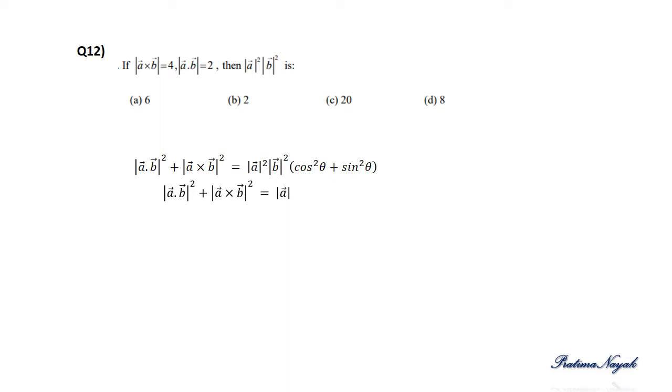So here, putting in these values, we will get 16 plus 4, that will be 20. So A²B² is equal to 20. So C is correct.